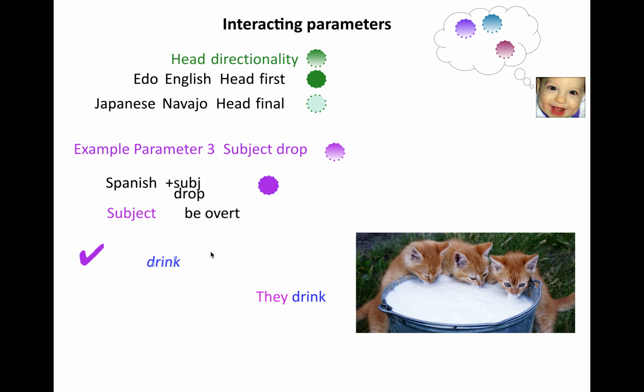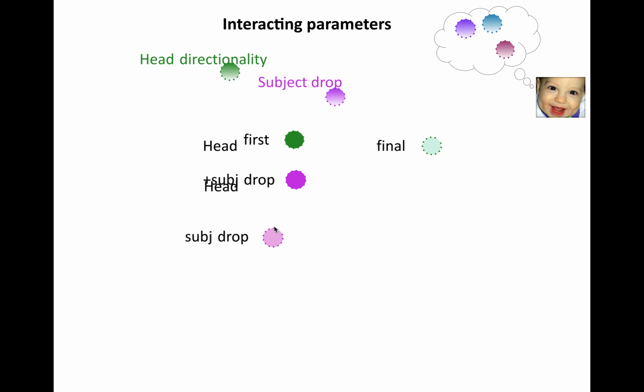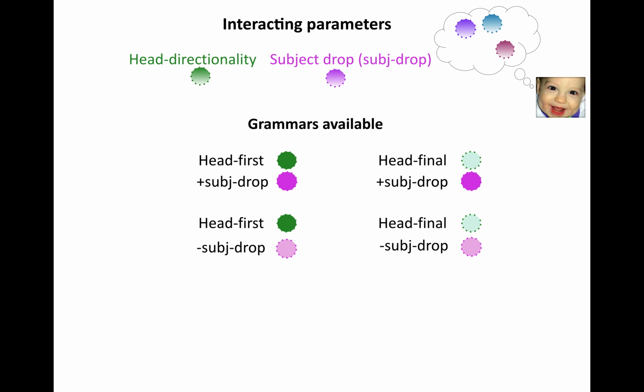That's fine. This contrasts with a language like English, where the subject must be overt. We can't just say "drink" to mean "they drink" in English. So plus subject drop and minus subject drop. Okay, so once again, this is going to be creating four different grammars once we combine the two different values of each of these two parameters, head first versus head final, plus subject drop versus minus subject drop.